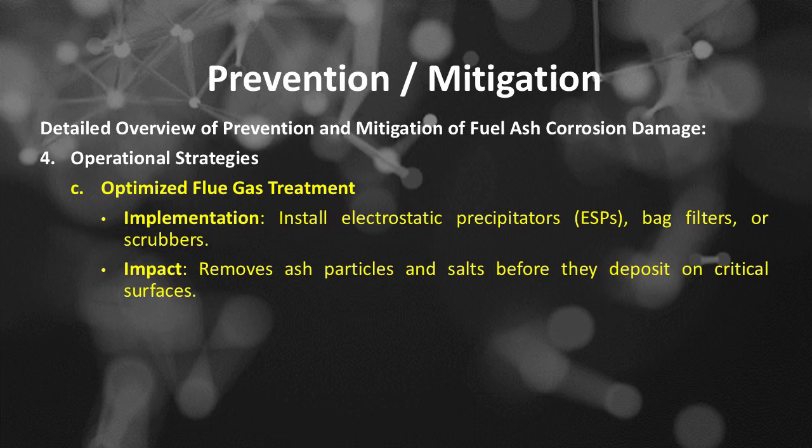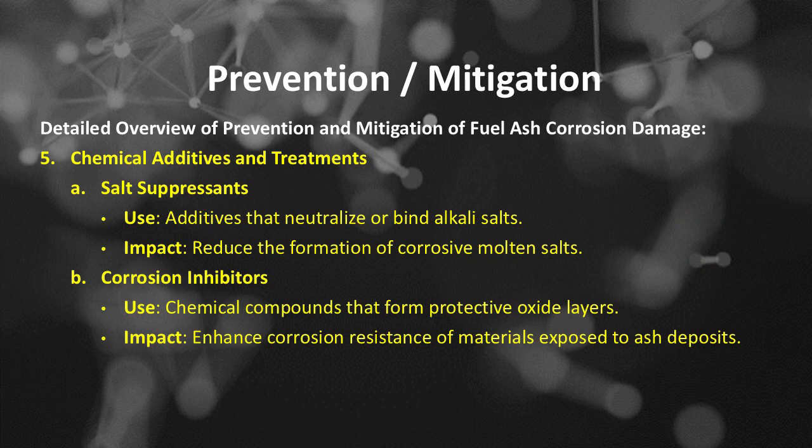Number C, optimized flue gas treatment. Implementation: install electrostatic precipitators, ESPs, bag filters, or scrubbers. Impact: removes ash particles and salts before they deposit on critical surfaces. Number 5 of prevention and mitigation of fuel ash corrosion damage is chemical additives and treatments. Number A, salt suppressants. Use additives that neutralize or bind alkali salts.